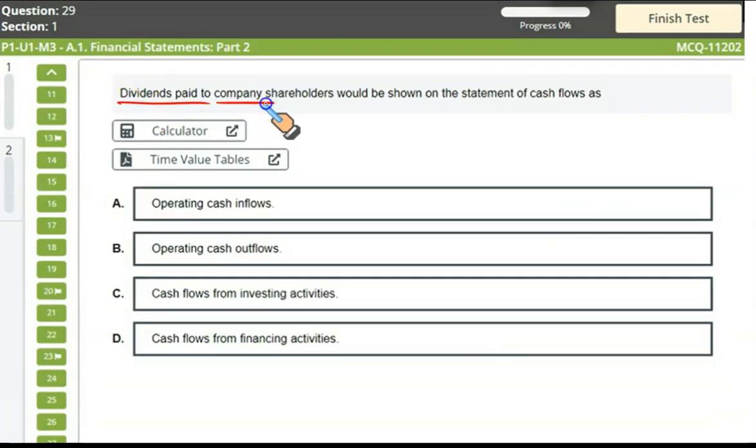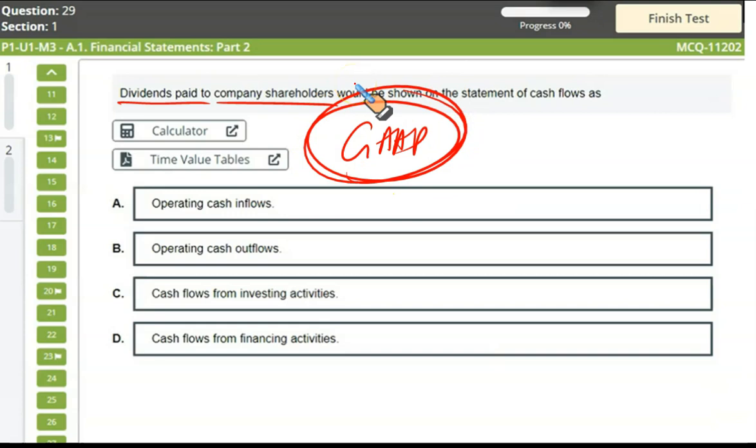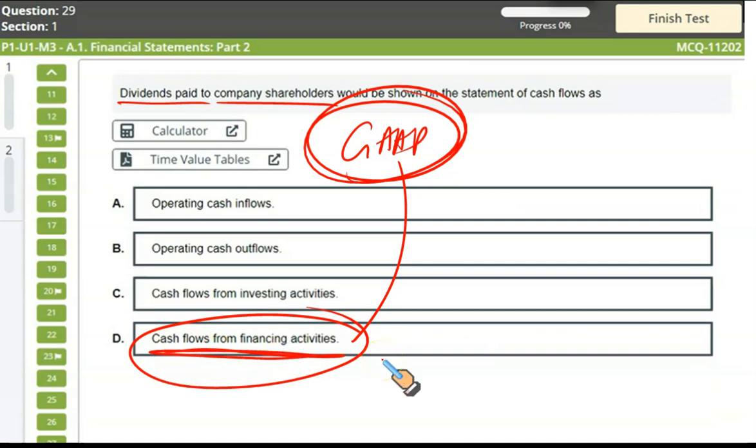Dividend paid to the company shareholders under the US GAAP. The question is silent. Whenever the question is silent, that means you have to follow the US GAAP. Dividends paid to the company shareholders under the US GAAP is reported as a cash flow from financing activity. Look no further. Always under the US GAAP, dividends paid to our own shareholders is always a financing activity.